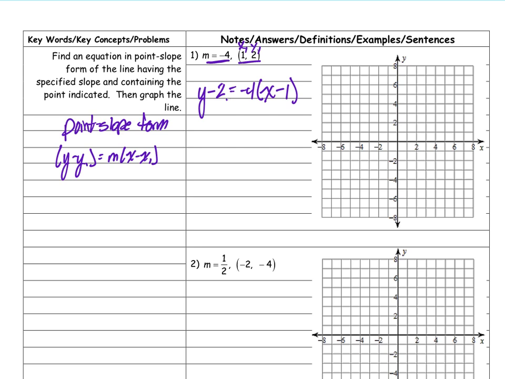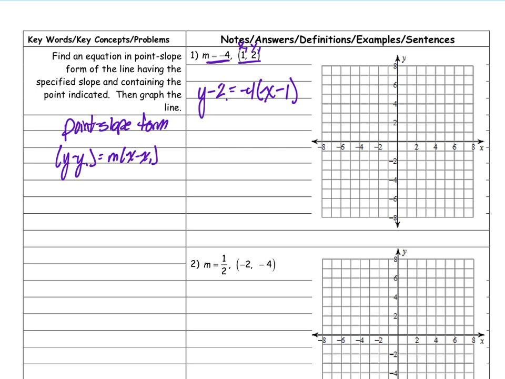Don't need to do anything else because my directions don't say, and they will say later, to put it in slope-intercept form, which means I need to solve for y. But right now I don't have to. I just had to write an equation for the line. Done. Is everyone okay with that? I'm done. I didn't have to do anything else.